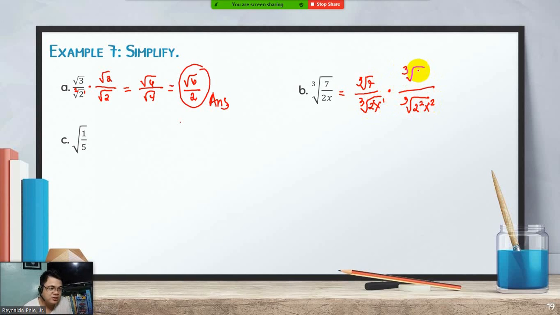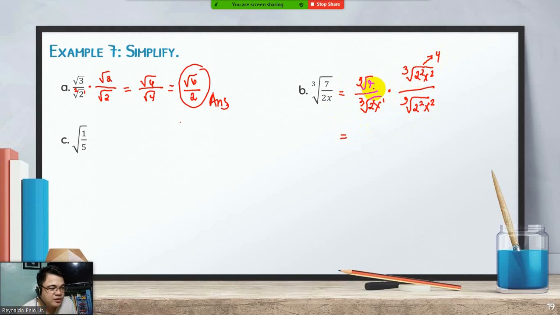Alright, so this will serve as our fraction that we will multiply: cube root of 2 squared x squared over cube root of 2 squared x squared. Then the next thing is, of course, we have to multiply. 2 squared here is 4, right?